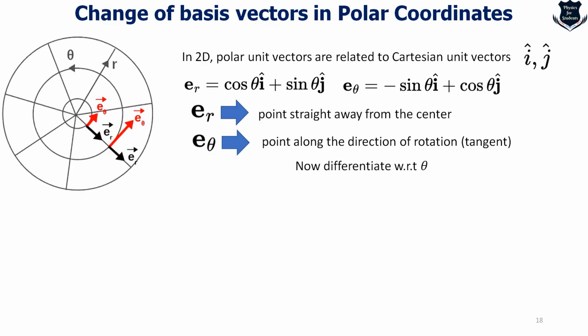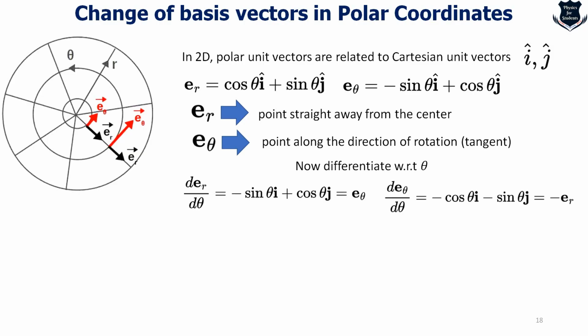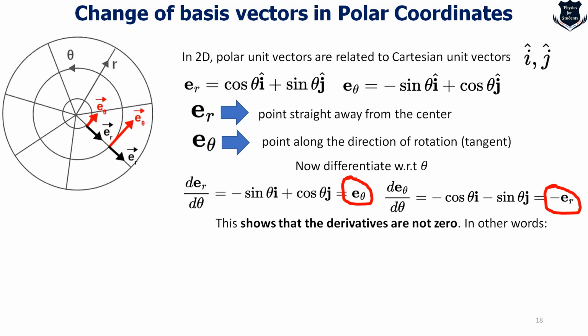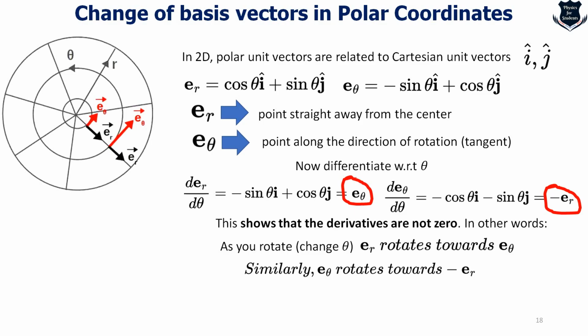Now if you try to differentiate with respect to theta, you see what happens. We get E theta and minus E_r. This is something important, which I just highlighted in red. So what does it tell? This tells that the derivatives are not 0. What does it mean that the derivatives are not 0? You can think of a merry-go-round. As you rotate, theta changes and E_r rotates towards E theta. Similarly, E theta rotates towards minus E_r.